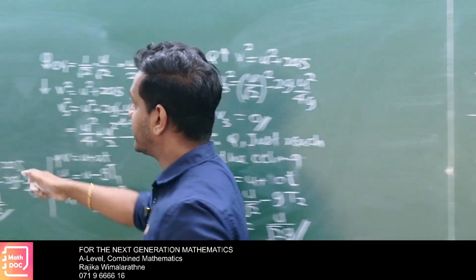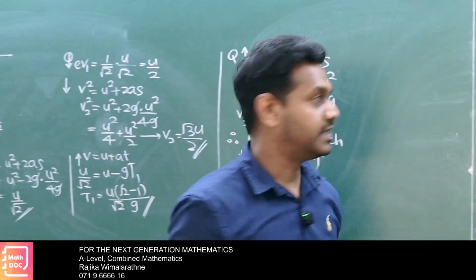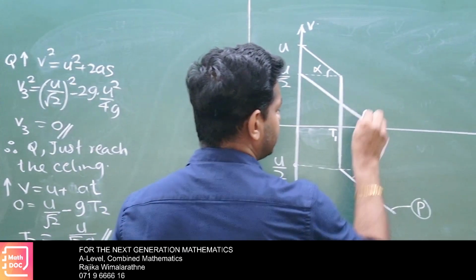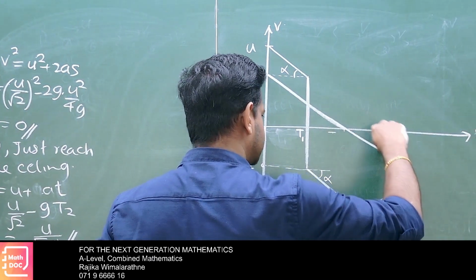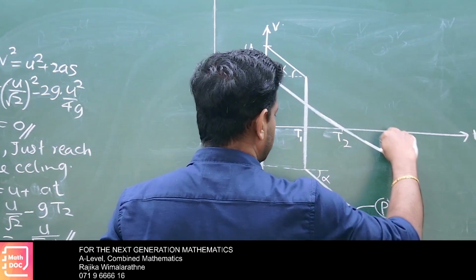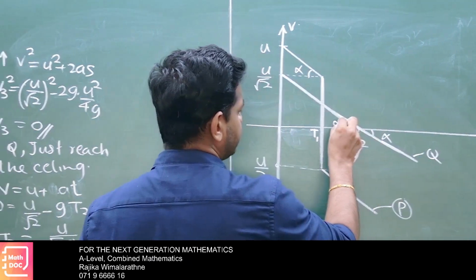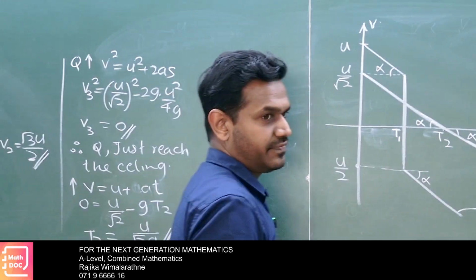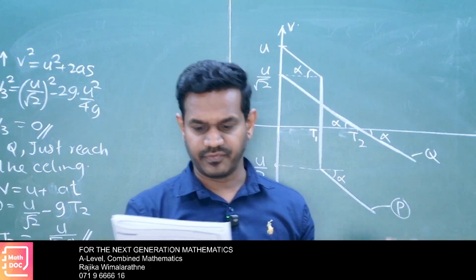So when it reached the maximum height, it just reached the ceiling. So here the maximum height, T2. It goes in the opposite direction now. No collision at this point. Then here T2. Here Q, same inclination alpha. Now that is the VT graph for both motions.